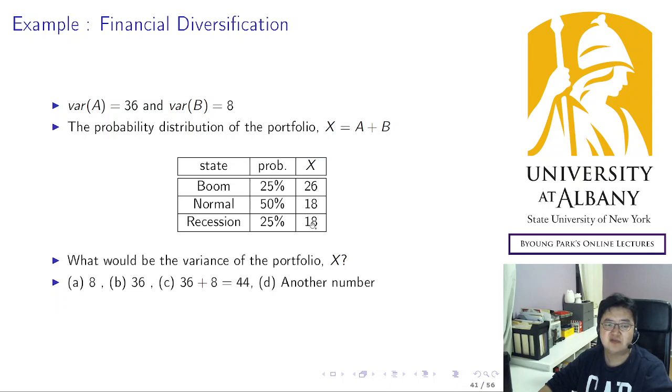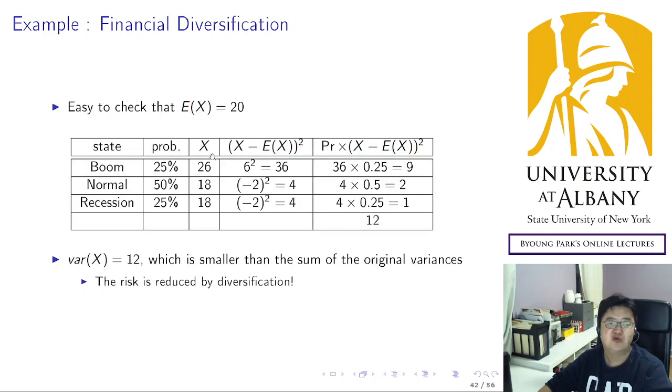You have three outcomes with their respective probability. So if you do the math, remember how you calculate the variance. First, calculate the mean, and then calculate the deviation, x minus mean, and then square the deviations, and then multiply the probability. So probability weighted squared deviations, and then sum them. Sum the squared deviations. Then the answer is 12.